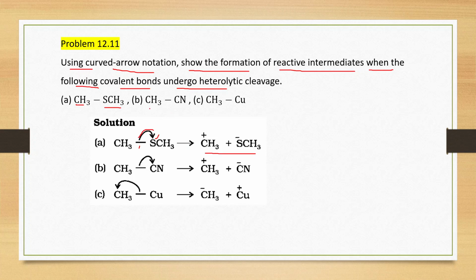Now in the case of the second, CH3-CN, heterolytic cleavage is taking place, so the bonded pair of electrons from this bond will shift to this carbon and we will get these species. Now in CH3-Cu, this is a metal, it is electropositive, and carbon is electronegative. So the bonded pair of electrons of this bond will shift to this carbon. This is a curved arrow, and we will get these species.